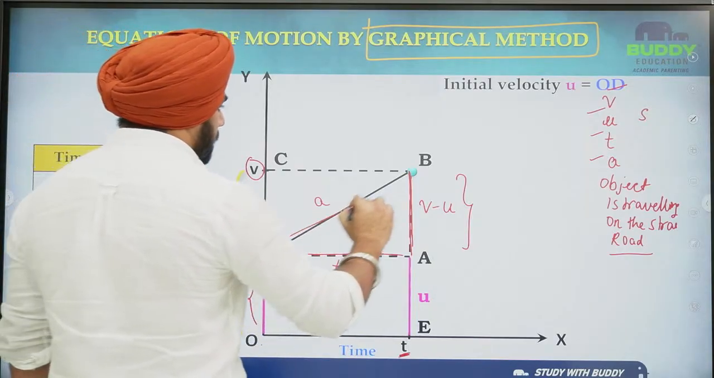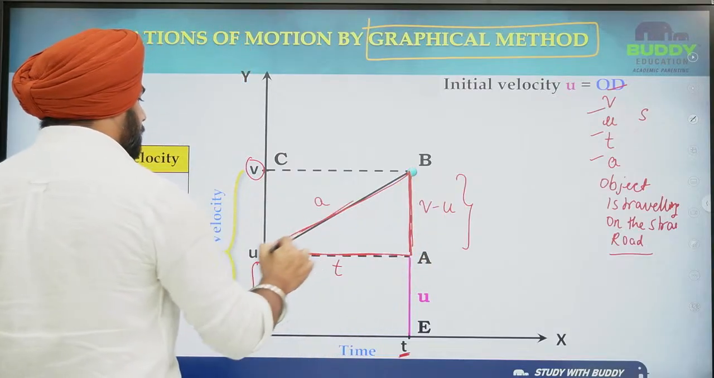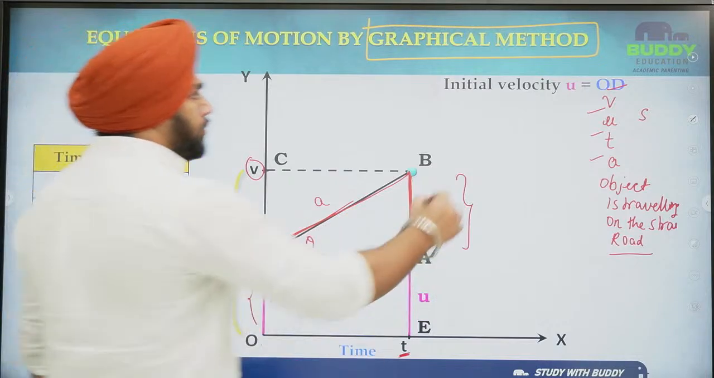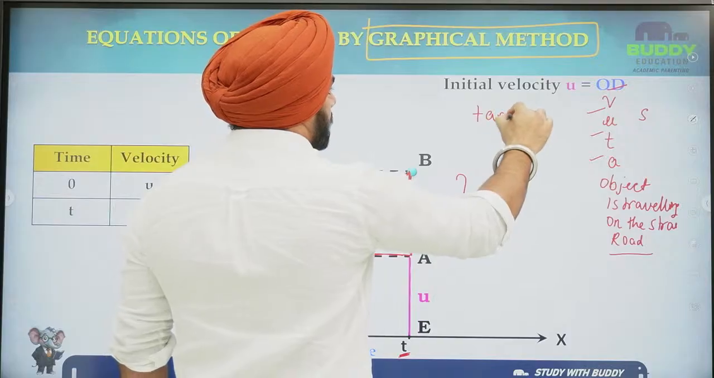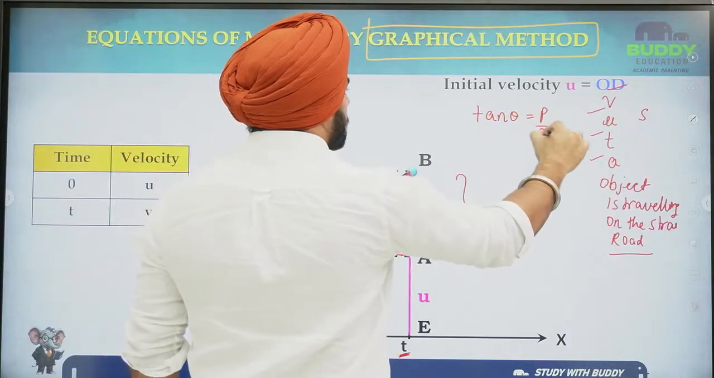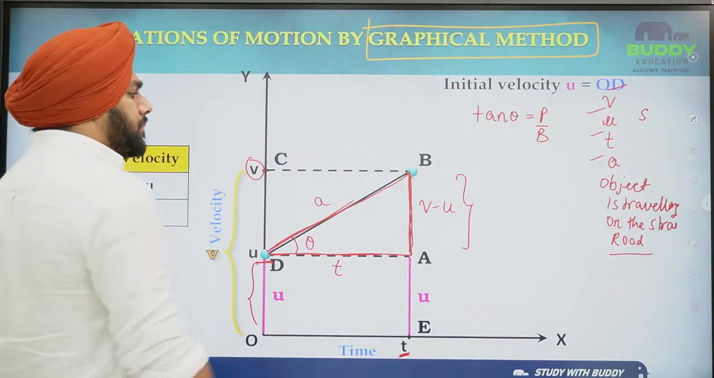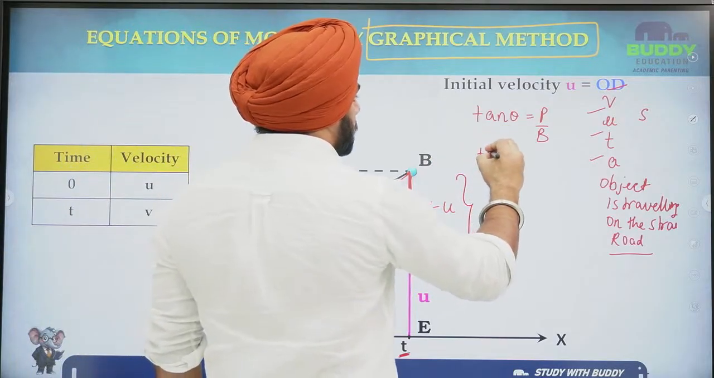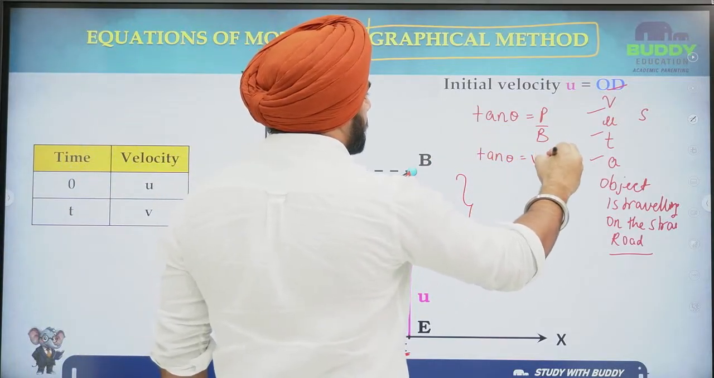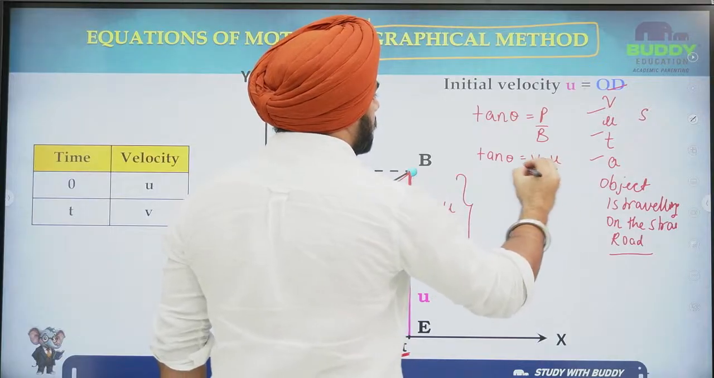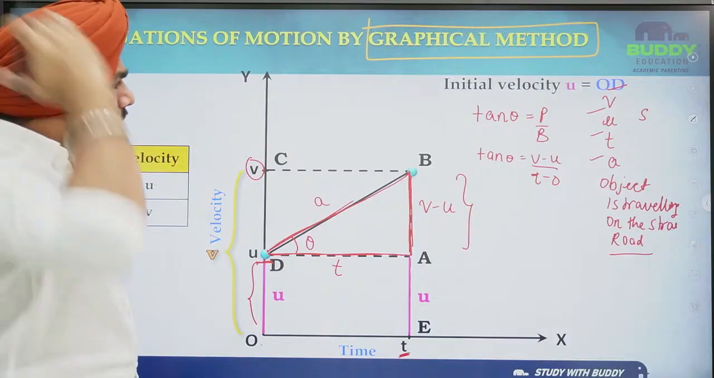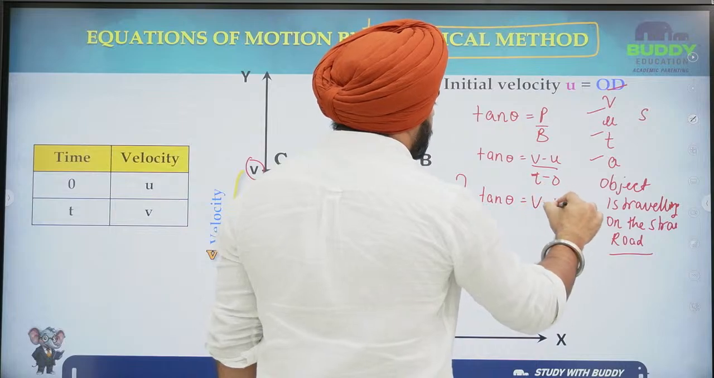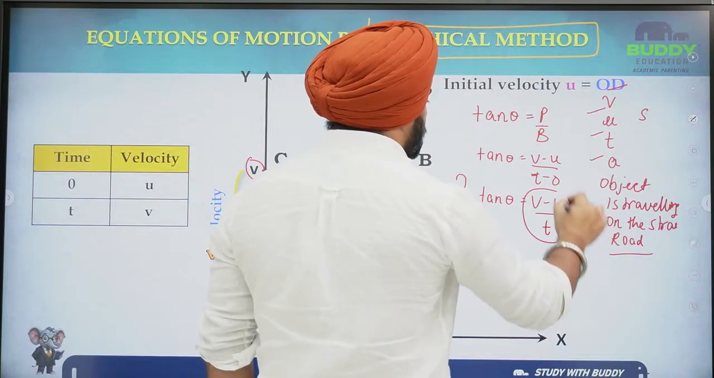Now let us take this triangle, right? This is theta. Again use tan theta is equal to perpendicular by base. Yes or no? Perpendicular is v minus u, base is t minus 0. So tan theta is basically v minus u upon t minus 0. Got my point? Okay. So tan theta comes out to be v minus u by t, but v minus u by t is also the acceleration.